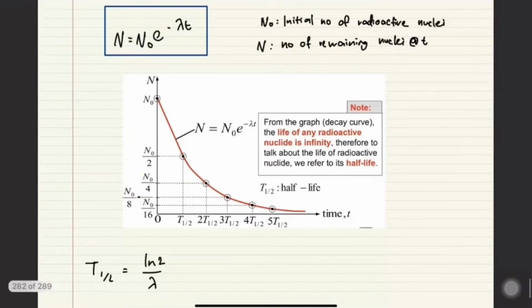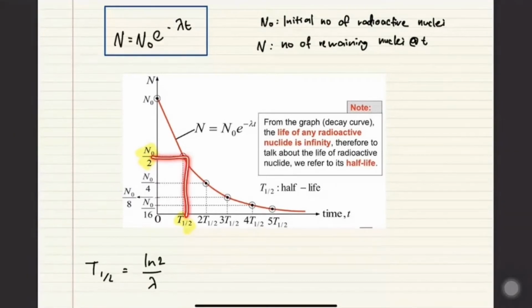Okay, if you want to plot this in terms of a graph, it will look like this. In the earlier example, this is 100. The important thing I want to show here is this: N naught over 2. So half of the initial value is what we call the half-life. The time taken to reach there is basically the half-life. Here it says, from the graph, the life of any radioactive nuclei is infinity. Therefore, to talk about the life of radioactive nuclei, we refer to its half-life. Because it is infinite, when we want to talk about it, we talk about the half-life. So the half-life has a value.